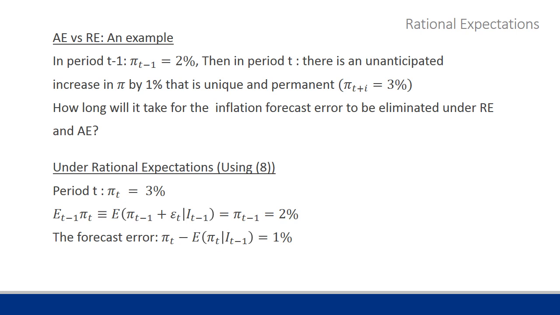So under rational expectations, we can use equation 8. We know that in period t, pi t is equal to 3%. And we know from our example that the expectation of pi t is equal to pi t minus 1, just what it was in the previous period. It's just kind of a myopic case. So our expectation of pi t was equal to 2%. So our forecast error is 3 minus 2, what we thought it would be, which is equal to 1%.